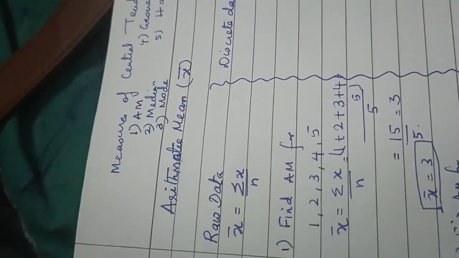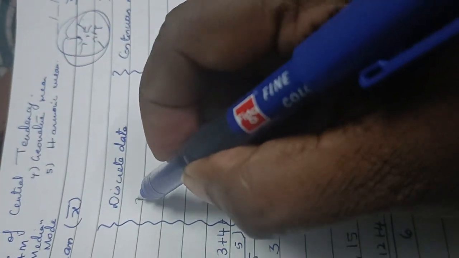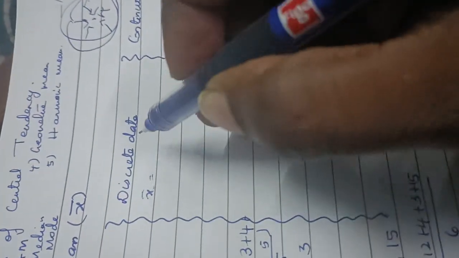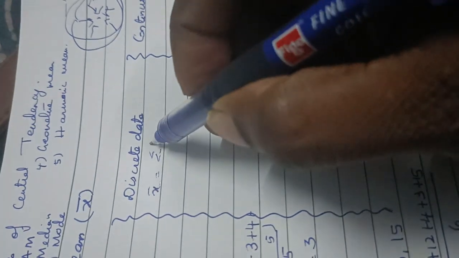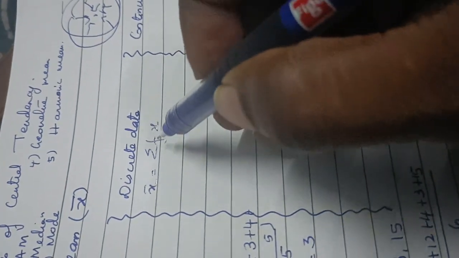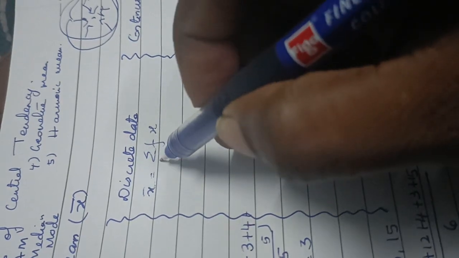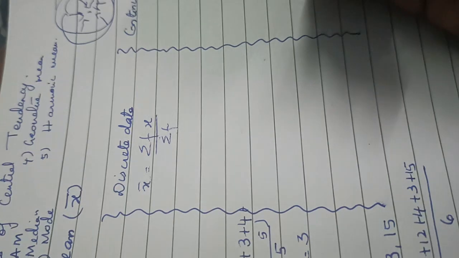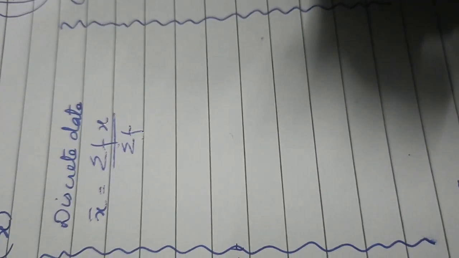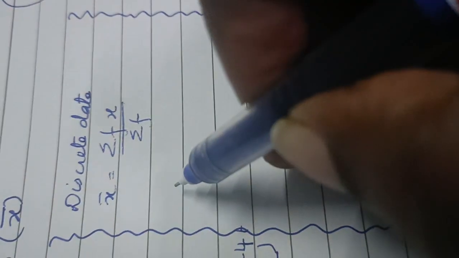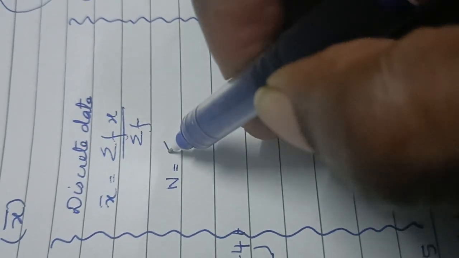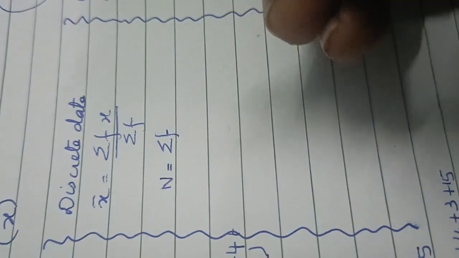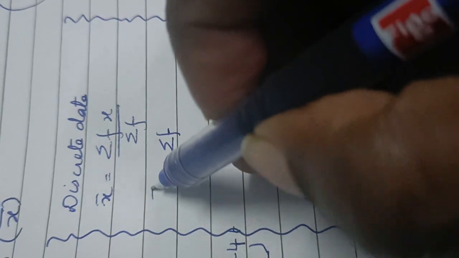Now we'll move on to the discrete one. For discrete, the formula changes a little bit because we have a table format where we have frequency. So summation frequency into x, divided by summation f, which becomes my number of items. So n is the number of items, which is summation f. Remember, keep it in mind.